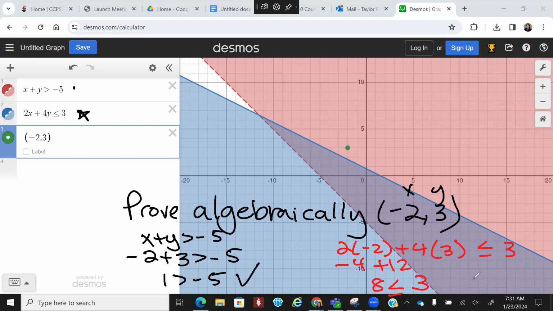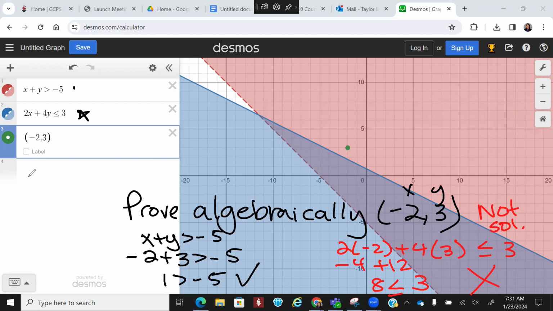Is 8 less than 3? No. So this is wrong. This is not a solution. Again, this is going to be the one that probably trips people up. Are we okay on that? Do you want to try one?